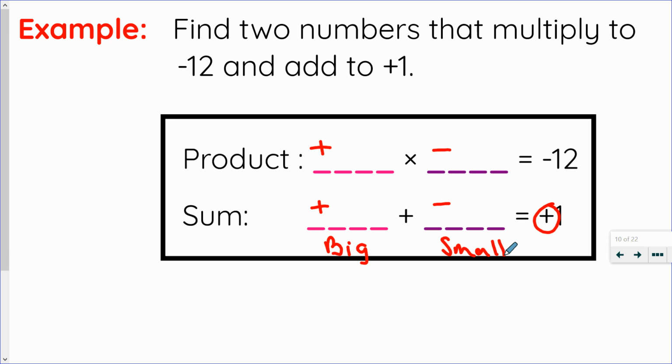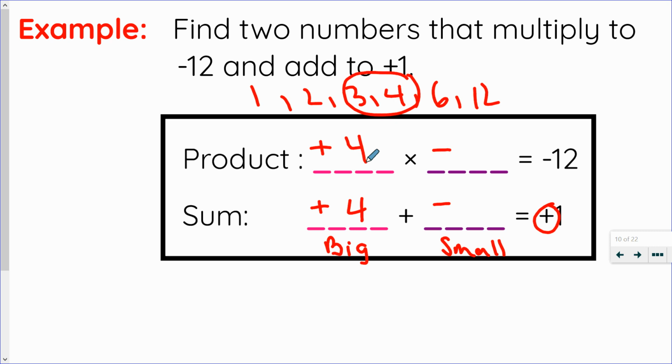So really what I'm doing is looking at the factors of 12, which is 1, 2, 3, 4, 6, and 12, and finding two of them that are separated by a difference of 1. And so I can see that that is 3 and 4. So I know the big number has to be 4 and the small number has to be 3. Now this is the most important step, this part here before I factor.